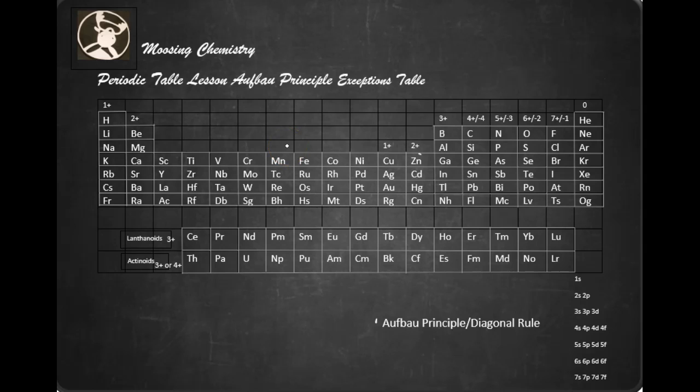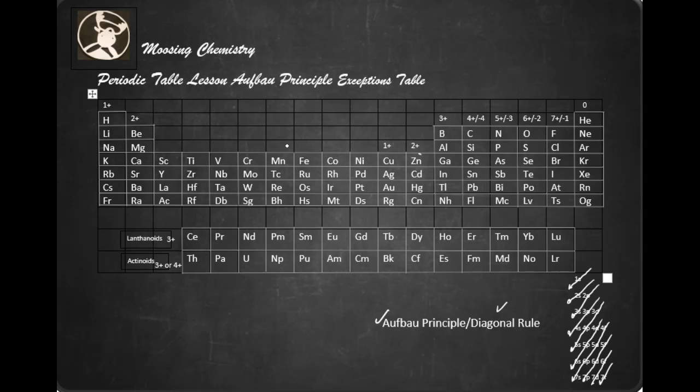Everybody loves the Aufbau principle and knows it pretty well. Sometimes we call it the diagonal rule. It starts off with 1s2, 2s2, 2p6, 3s2, 3p6, 4s2, 3d10, 4p6, 5s2, 4d10, 5p6, 6s2, 4f14, 5d10, 6p6, 7s2, 5f14, 6d10, 7p6, 6f14, 7d10, and finally 7f14.